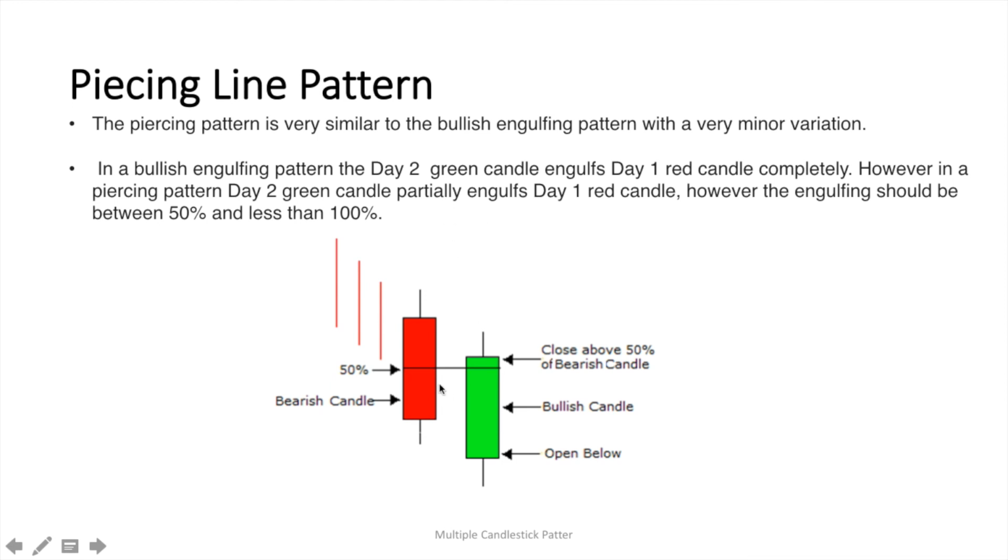Here we can see this bullish candle's close is higher than 50% of the bearish candle. The difference between open and close divided by 2 is your 50%. Day 2 close is higher than 50%, so this is known as the piercing line pattern.